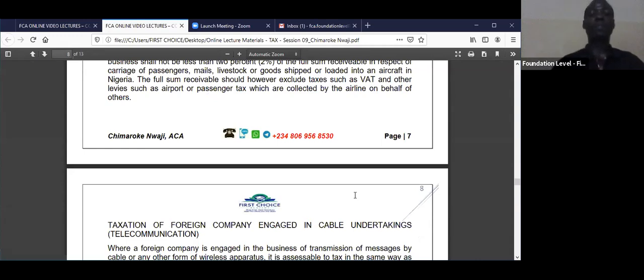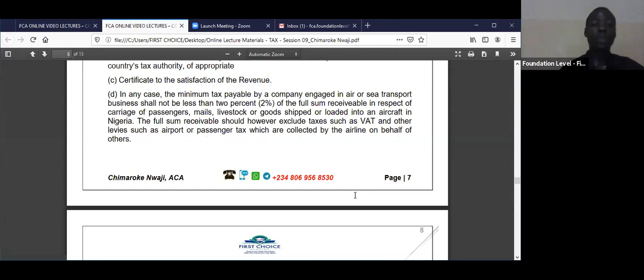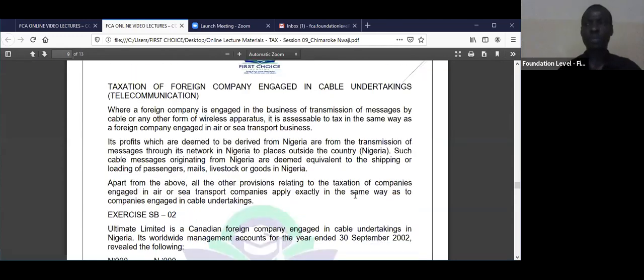Now that we've seen method 1 and method 2, in the exam, mostly you'll be tested on method 1. Method 1 will be your major point.